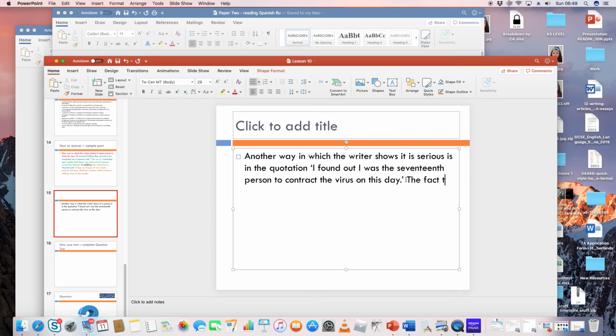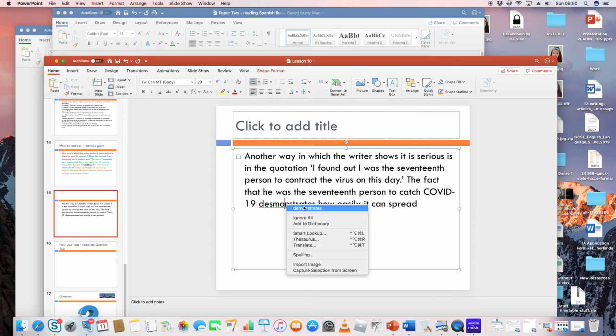So the fact that he was the 17th person to catch COVID-19 demonstrates how easily it can spread. That's it, really. I could say which shows it's serious, but I think that's implied there.